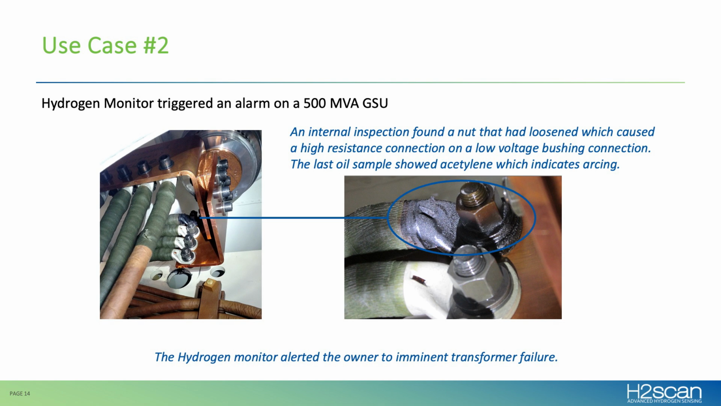But as far as I know, it is still in service today, a number of years later, because of the hydrogen monitor alerting them to the problem. And it was important to note that this transformer, again, was only in service 2 to 3 years before this problem was found. And again, the online monitor alerted them. They were able to take an outage and actually save this transformer.